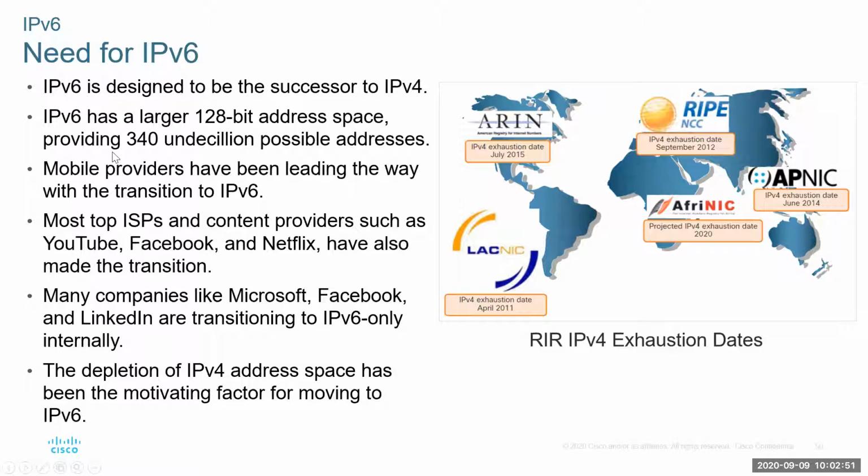IPv6 has a larger 128-bit address space, so you have a lot of possible IP addresses, 340 undecillion. Mobile providers are leading the way with using IPv6, and that's because everything has a public IP on the IPv6 side. Most ISPs and content providers such as YouTube, Facebook, and Netflix have all converted over to IPv6. Even Fortinet has an IPv6 address space and a website available on IPv6. Many companies like Microsoft, Facebook, and LinkedIn are still transitioning to IPv6-only internally. The depletion of IPv4 address space was a moving factor for going to IPv6.